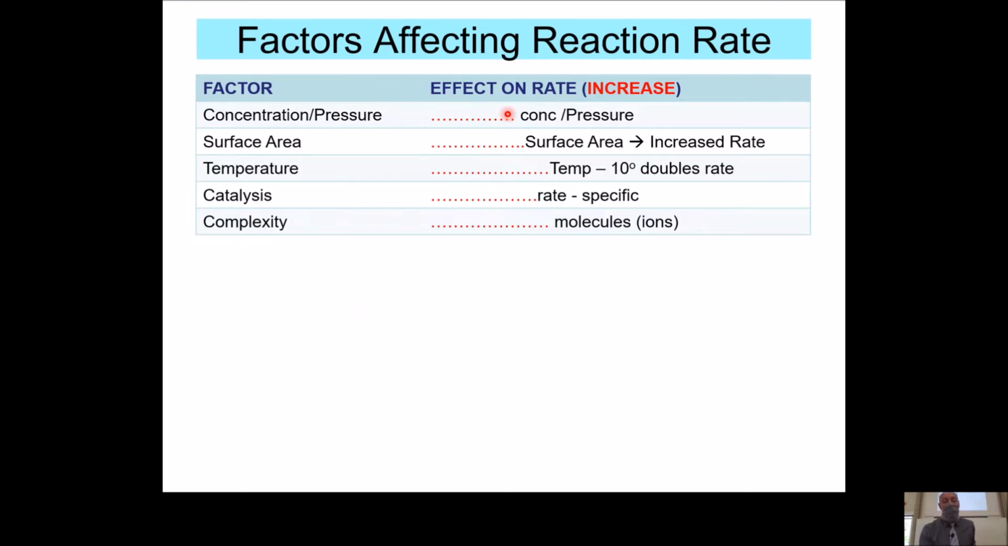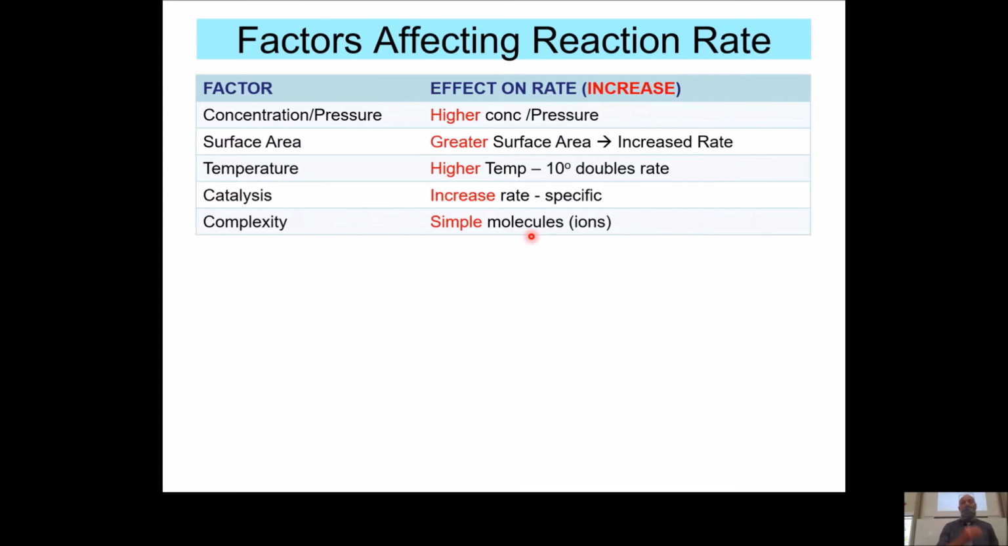So you should be able to say what is going to increase the reaction rate. What do I have to do to concentration and pressure? Increase. Surface area? Increase. Temperature? Increase. And then obviously a catalyst increases the rate. And how does complexity affect the rate? Lower complexity or simpler molecules. All of these things will increase the rate of reaction. So that's just a little summary slide.